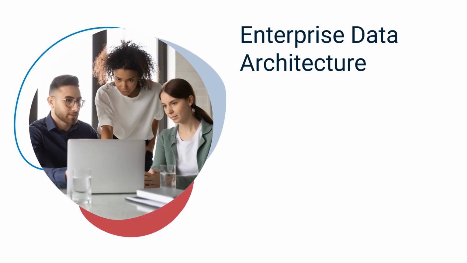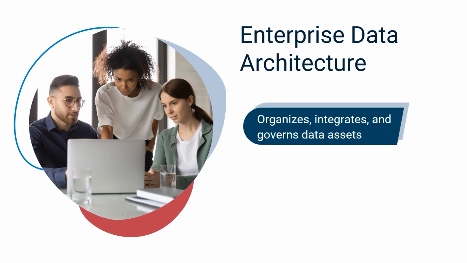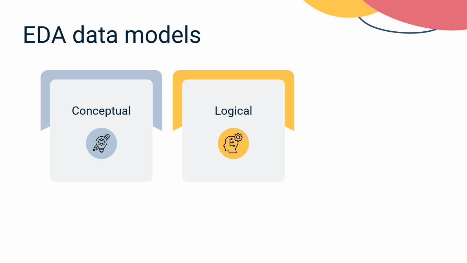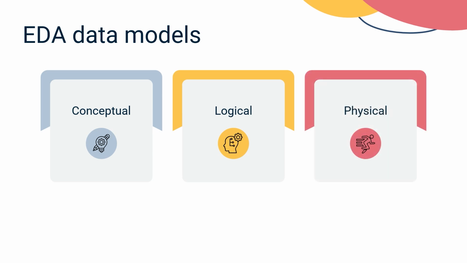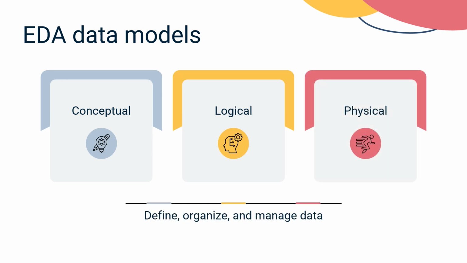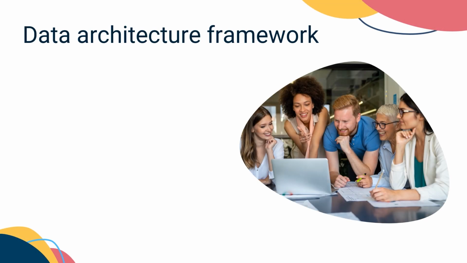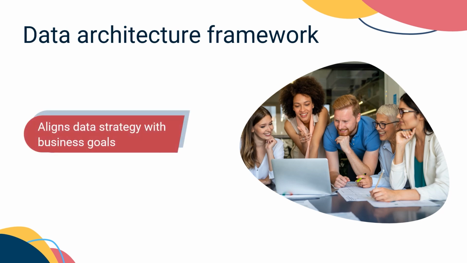Enterprise Data Architecture, or EDA, provides a structured approach to organizing, integrating, and governing an organization's data assets. EDA consists of three types of data models: conceptual, logical, and physical. These data models define, organize, and manage data and serve as a database design blueprint. An organization's data processes and technologies are defined using a data architecture framework. It enables organizations to align data strategy with business goals.